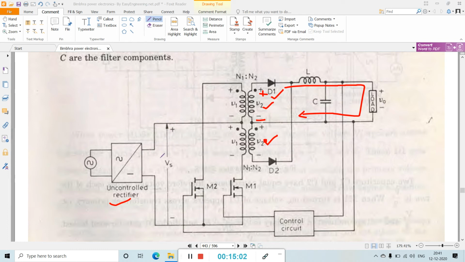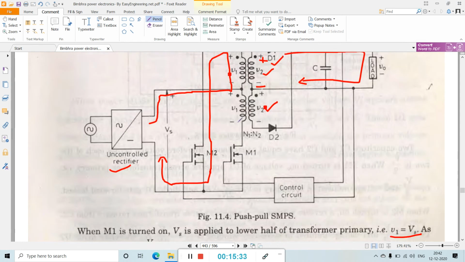When M2 is turned on, the path is like this. See, this is the path through the upper half of the primary winding, through M2, then back to the source. This plus is connected here and this minus is connected here, so obviously the polarity has changed.